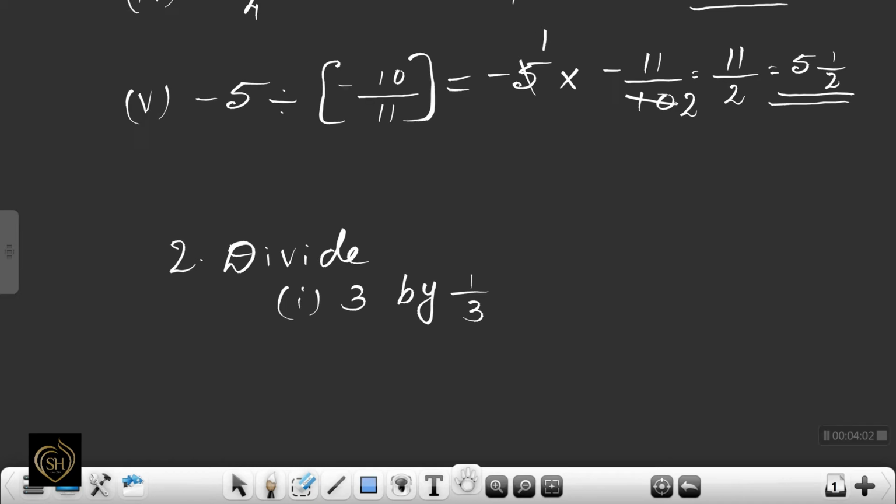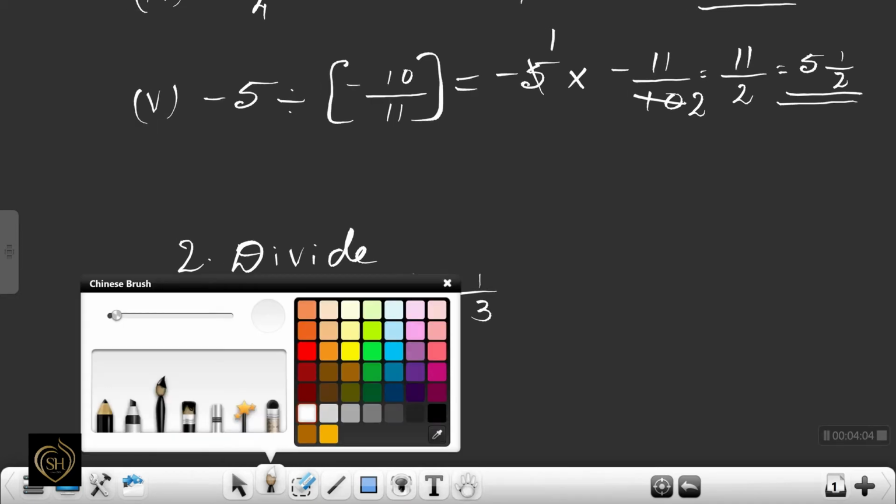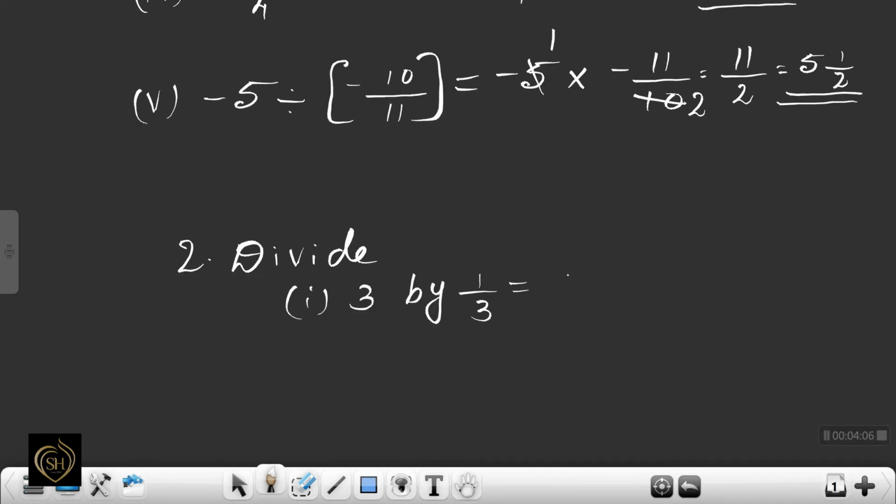Second main question, divide 3 by 1 by 3. So first we write the meaning of the question, that is equal to 3 divided by 1 by 3. That is the same as 3 into the reciprocal of 1 by 3, which is 3 by 1. 3 into 3, 9. So our answer is equal to 9.